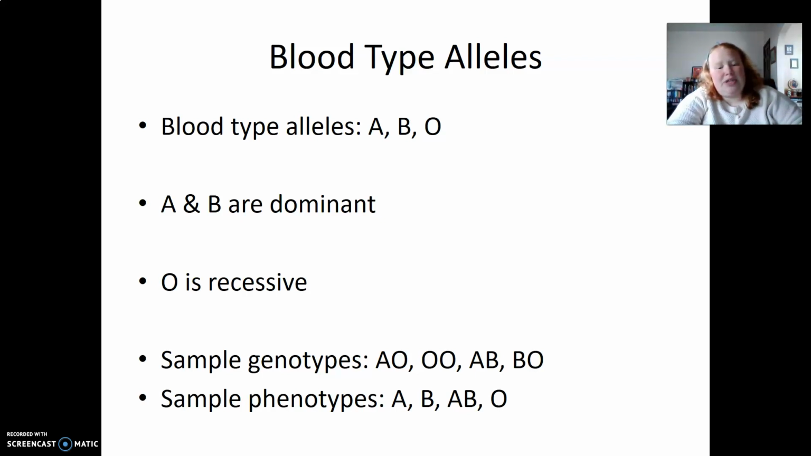So some sample genotypes, you have AO, like I just said, OO, which would be type O blood, AB, and BO, which would be type B blood. Sample phenotypes, those sample genotypes are not all of the genotypes, okay? Sample phenotypes, you can have A, B, AB, and O.